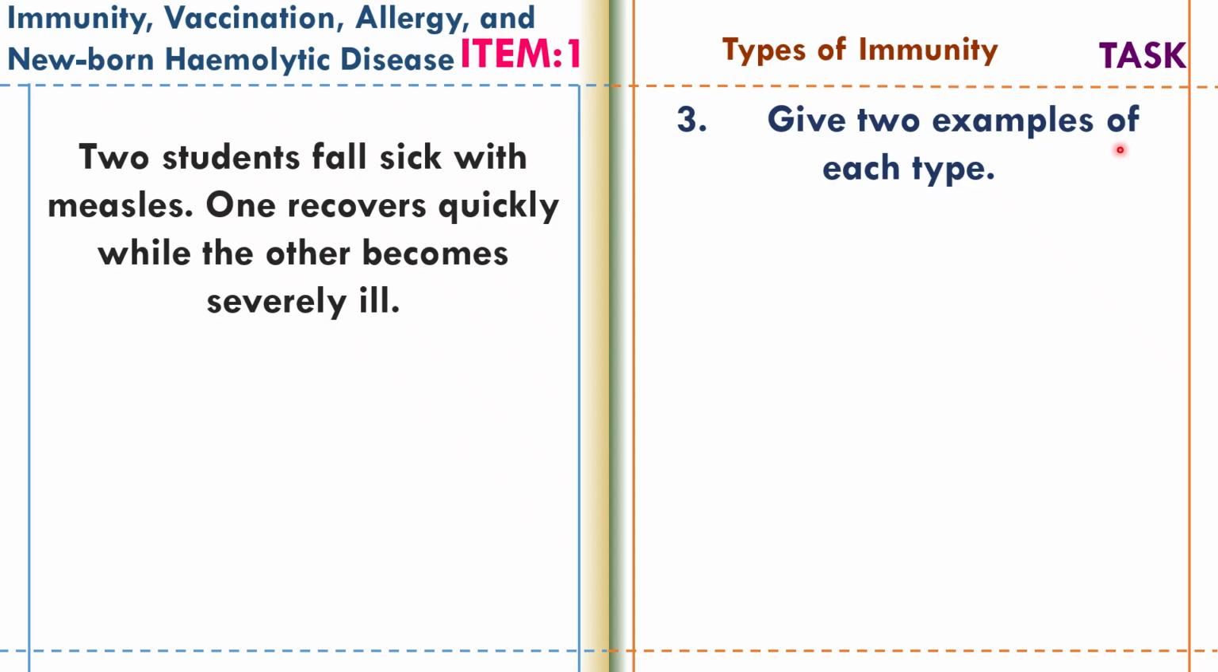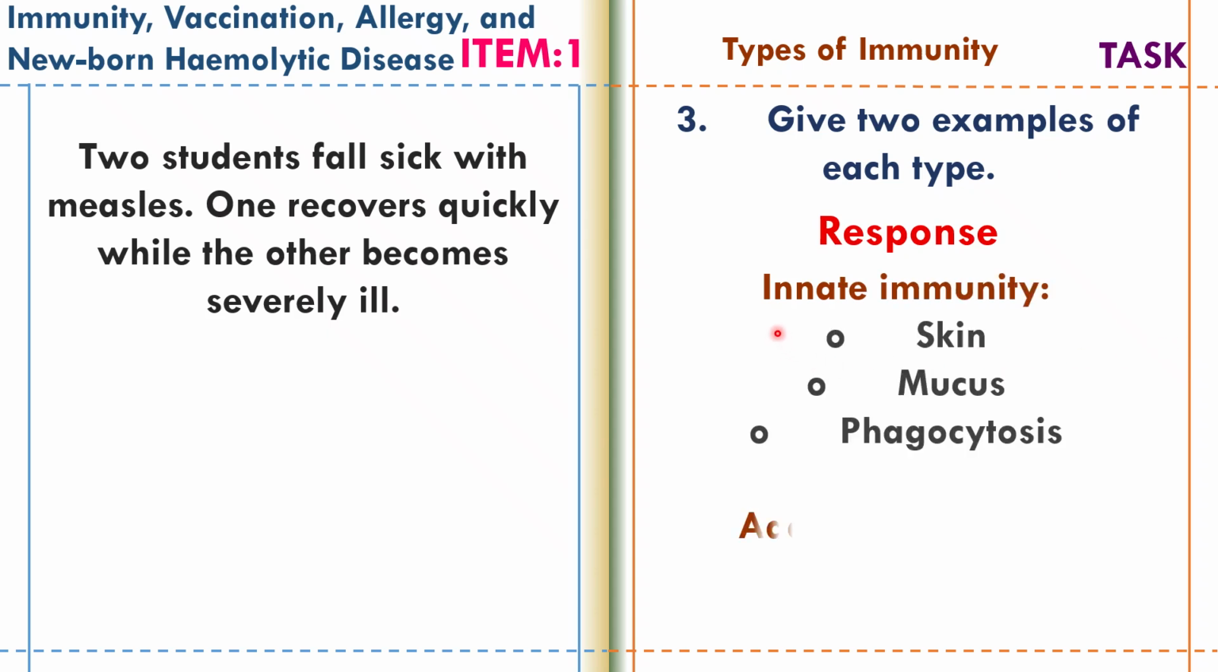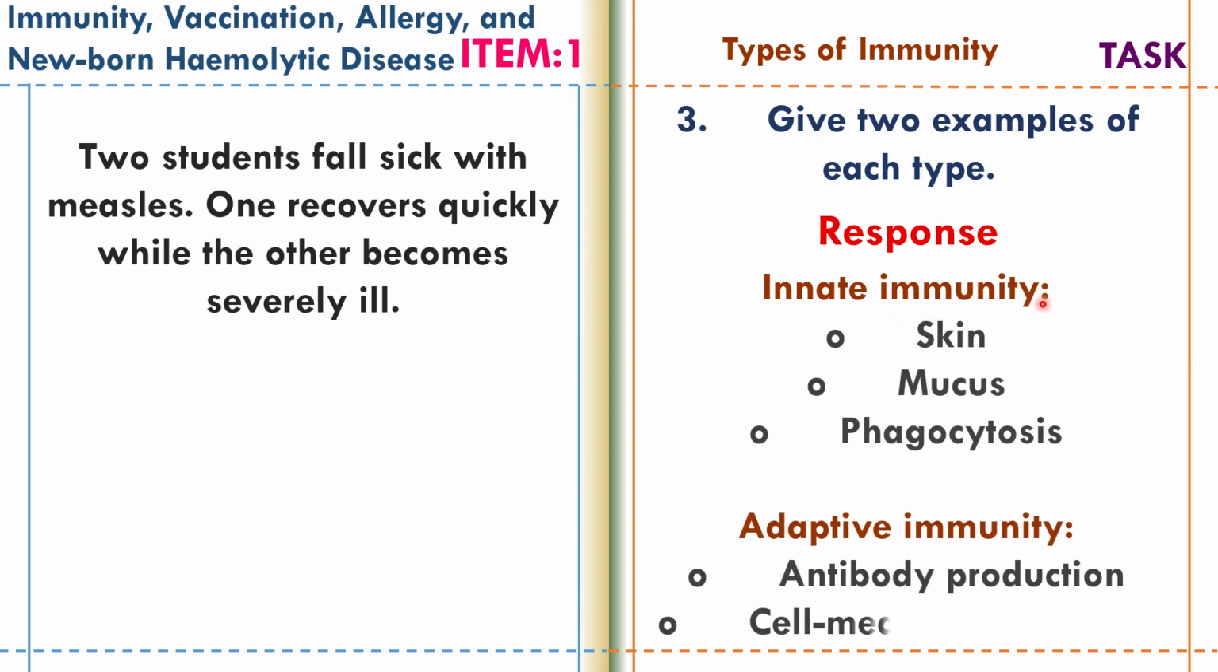Give 2 examples of each type. Innate immunity: we have the skin, we have the mucus, and we have phagocytosis. Adaptive immunity: we have antibody production and cell-mediated immunity.